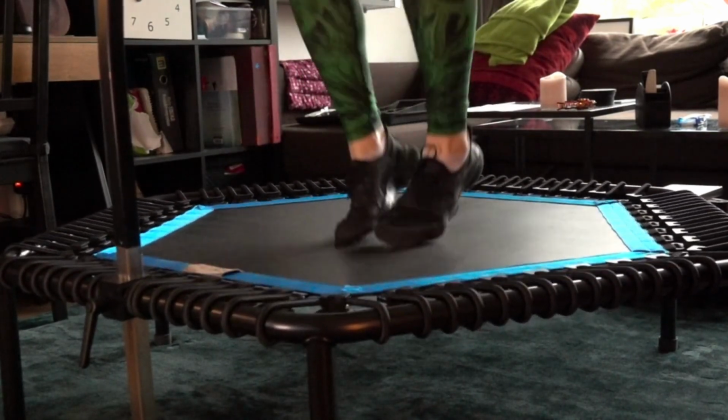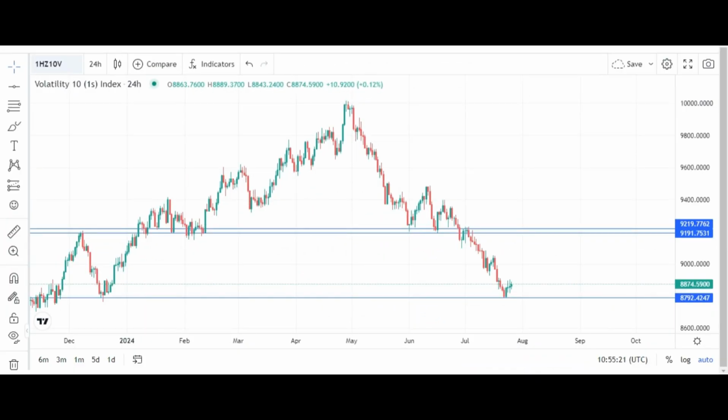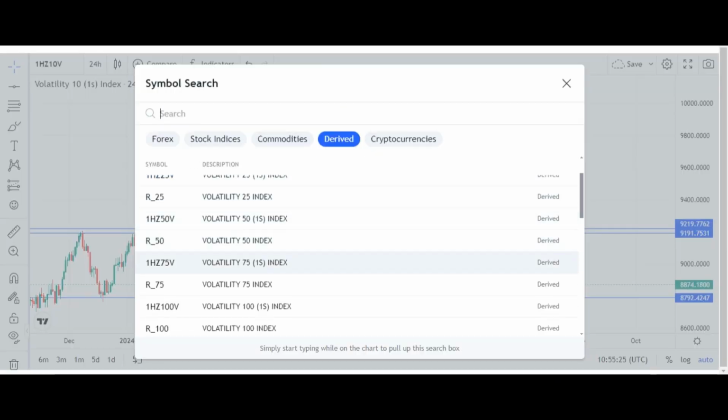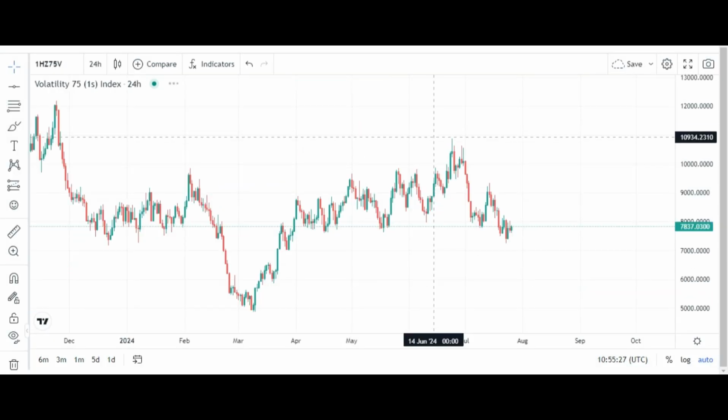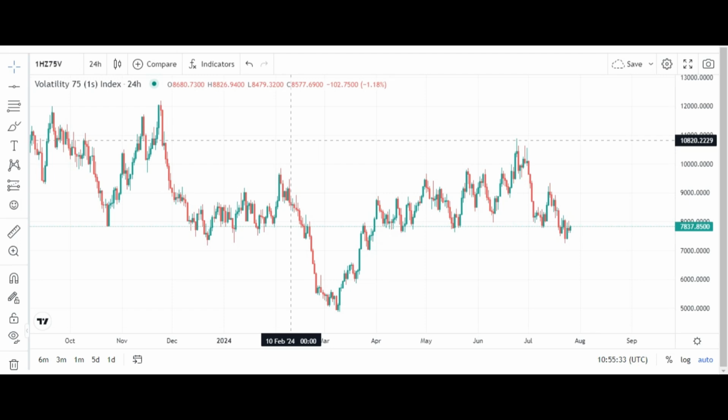Now let's hop on to resistance. Okay, so let's just open a new chart. Let's just say V75, one of my favorites. So alright, with V75 here, what is resistance, guys? What is resistance?